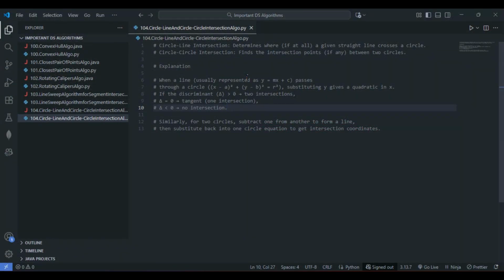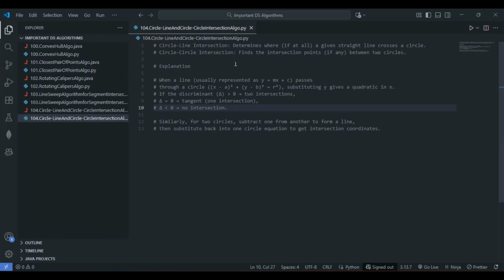Hello everyone. Previously we had discussed the line sweep algorithm for segment intersection. Today we'll be going with the circle-line and circle-circle intersection algorithms. Let's see what the definition says here.